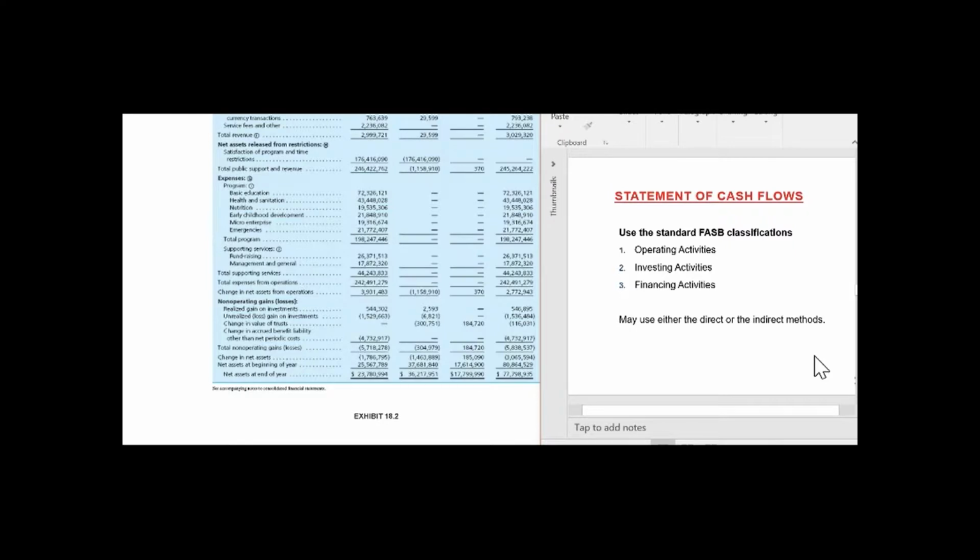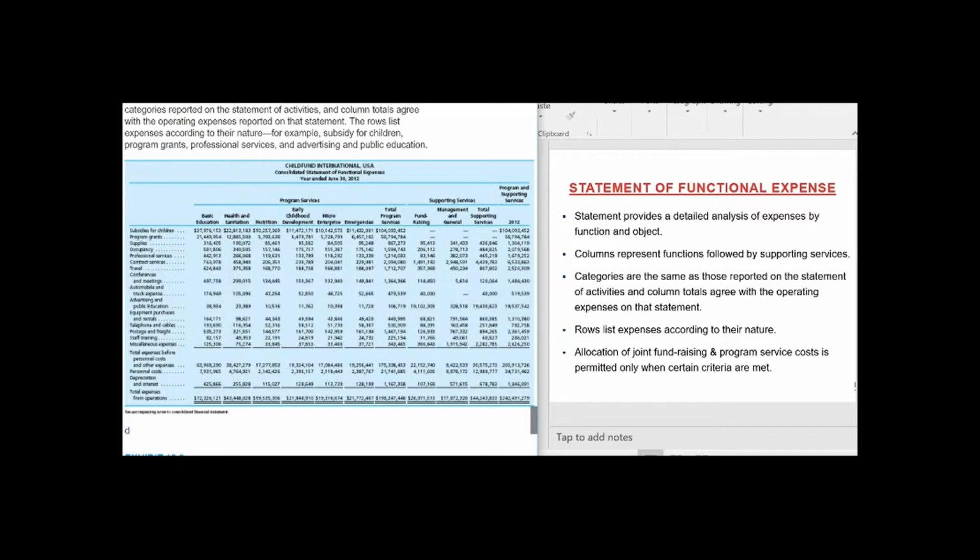Now, just like a for-profit business, any not-for-profit entity also needs to produce a statement of cash flows, and they classify all their cash activities into three categories: operating, investing, and financing, and they can use either the direct or indirect method. So you have just seen the three basic financial statements for not-for-profit entities. These are the statement of financial position, which is just like a balance sheet; another is the statement of activities, like an income statement; and the statement of cash flows.